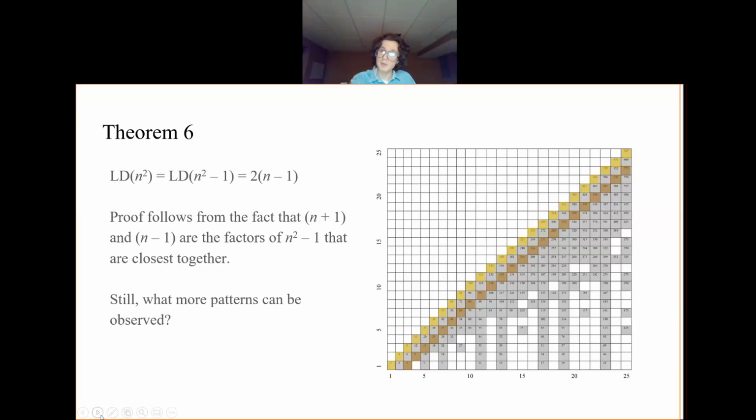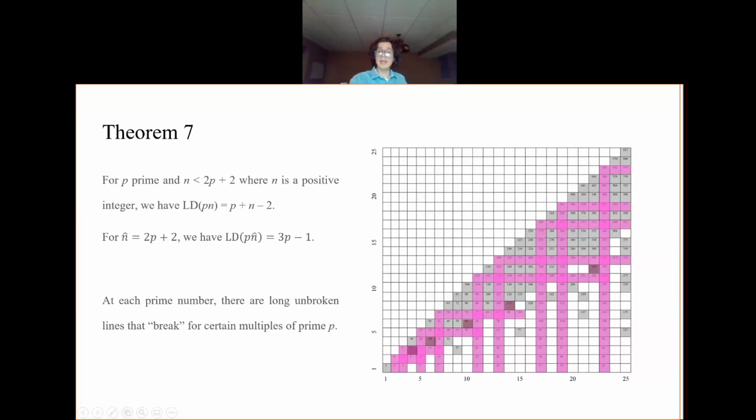Still, what more patterns can be observed from the LD grid? Now, theorem 7 is where it begins to get interesting. We have this pattern occurring at every prime number on the grid. These long, unbroken lines get to a certain point where they break off of this line right up and to the left right there. And you'll notice it happens at every prime number, and it only appears to happen at the prime numbers.